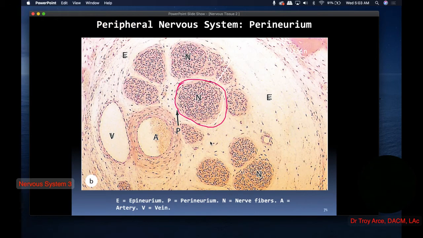And this is what it looks like. As you can see, the epineurium is annotated with E. The perineurium is surrounding this nerve fiber right in through here. And we have our nerve fiber itself, which is here. And then we have arteries and veins that are within this whole system to supply it.